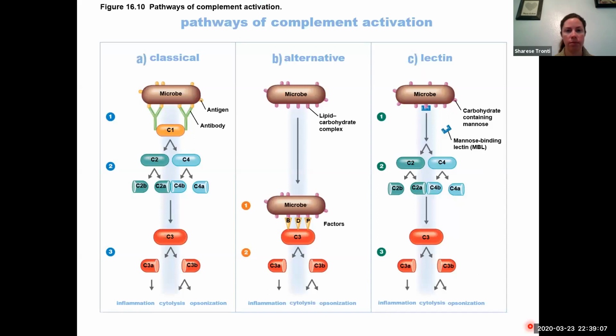Again, here are the 3 pathways of complement activation all together side by side. We see the exact same results, the same effects. What is different is what activated it. Here we have the mannose binding lectin activating complement. Here we have factors B, D, and P activating complement. And over here we have antibodies activating complement.